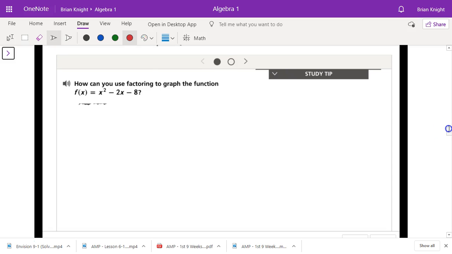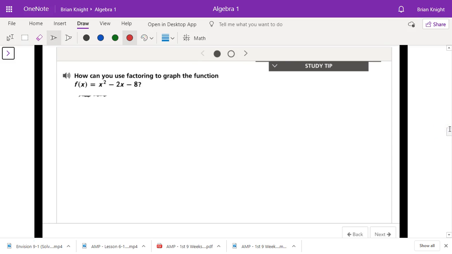Okay. This is the last one. It says, how can you use factoring to graph the function? Now, obviously, you can put that in your calculator. We did it yesterday, okay? But I'm going to show you how to graph it when you have the factors, okay?